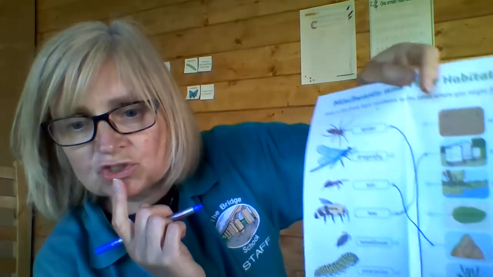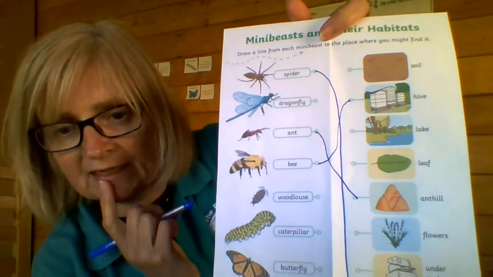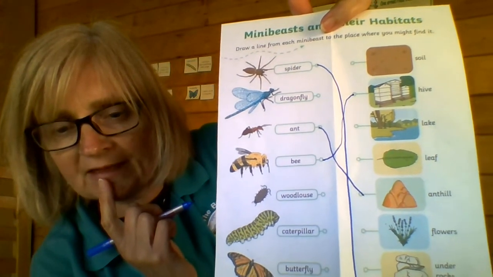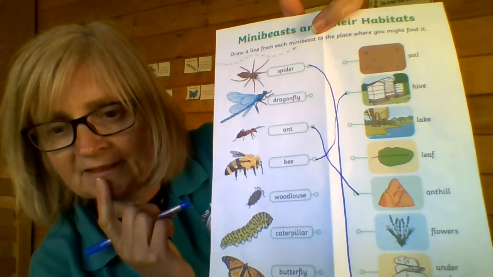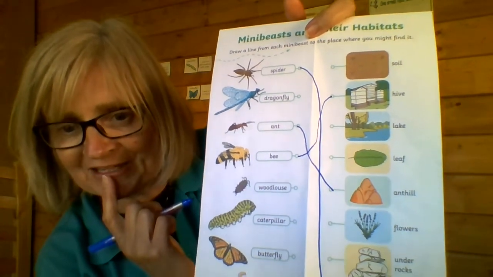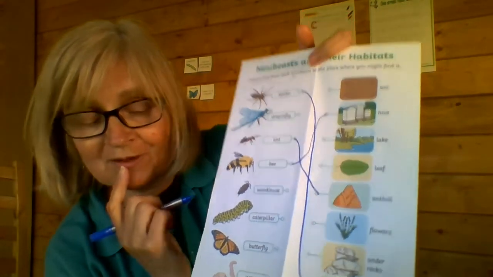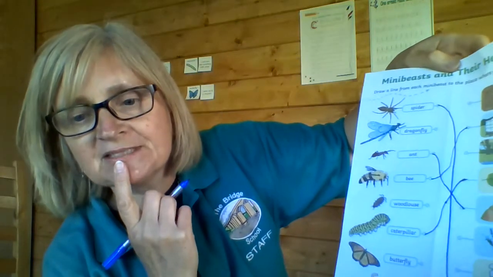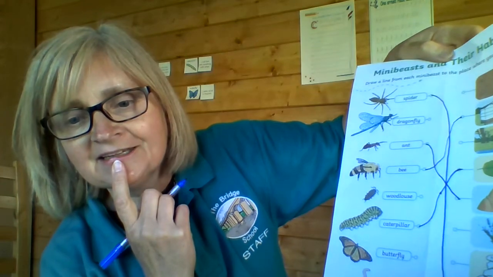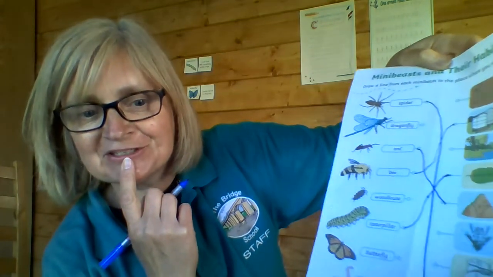Now we've had the story of the very hungry caterpillar, haven't we? And where did we find the hungry caterpillar? On a leaf, that's right. So shall we join that one up? A caterpillar was on a leaf. And where do we find butterflies? That's right, on flowers. You're clever at this. So we put the butterflies on the flowers.